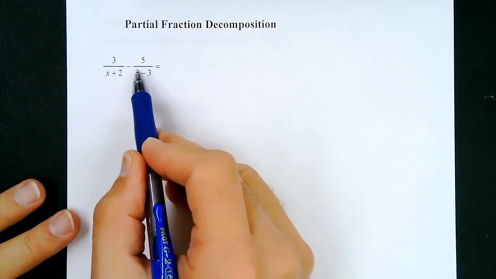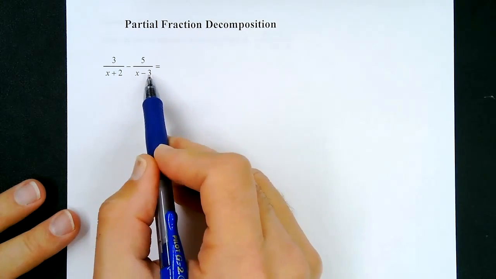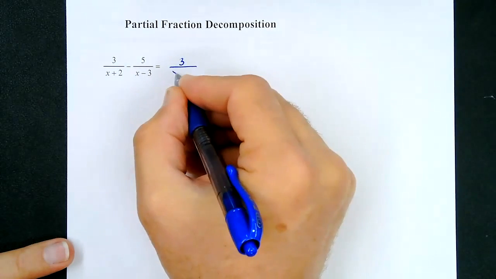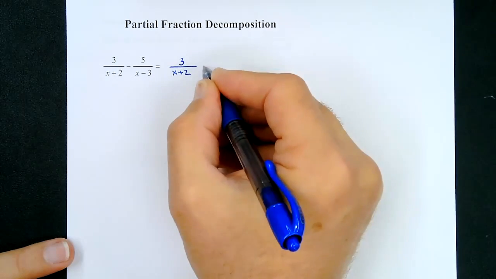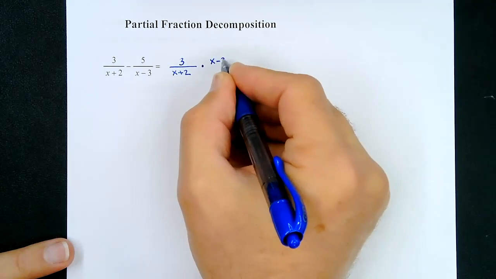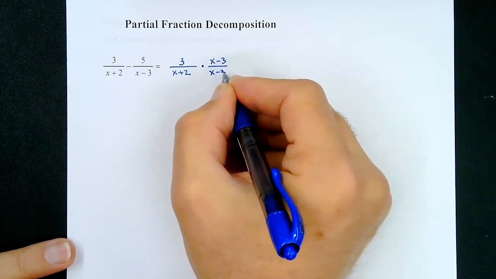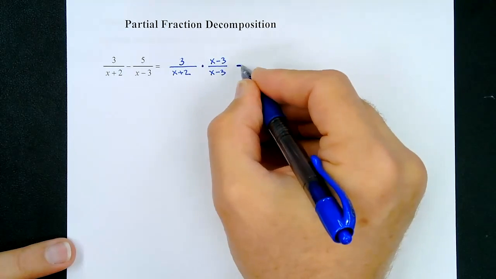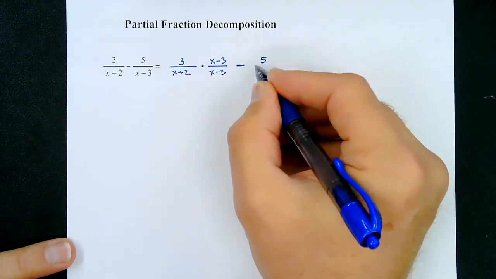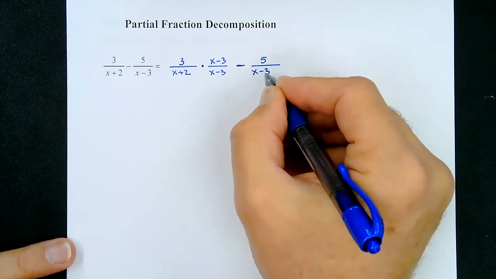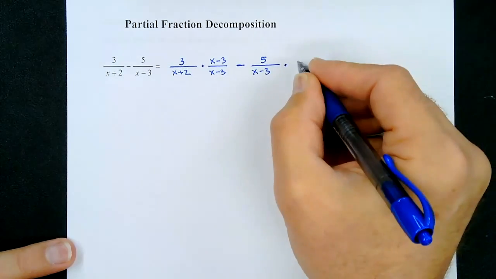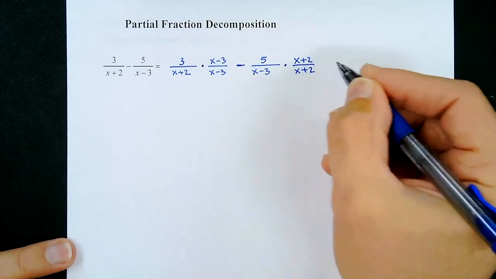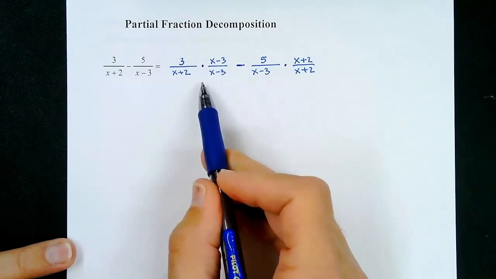So this one's going to need an x minus 3, and this one's going to need an x plus 2. So this would be equivalent to writing 3 over x plus 2, and then multiply that by x minus 3 over x minus 3, because that's a version of 1, which will get us the common denominator that we need, and then minus 5 over x minus 3. And this fraction we're going to multiply by x plus 2 over x plus 2, because then this will give us the common denominator that we're looking for.